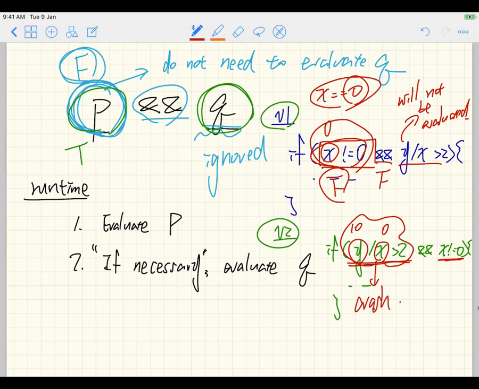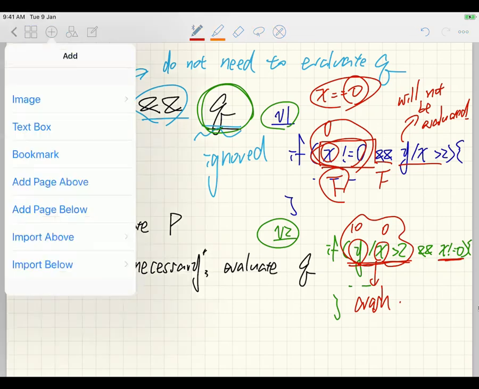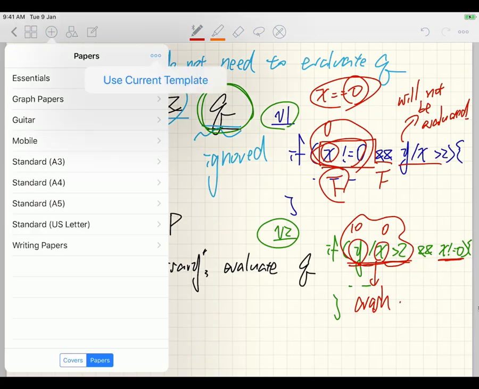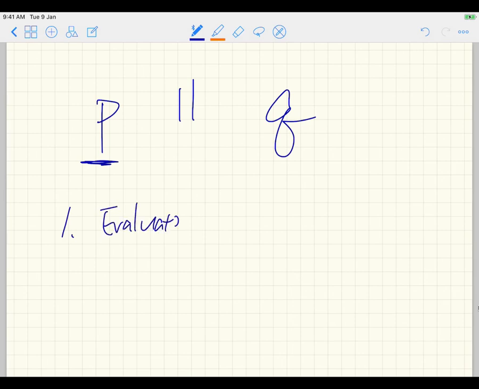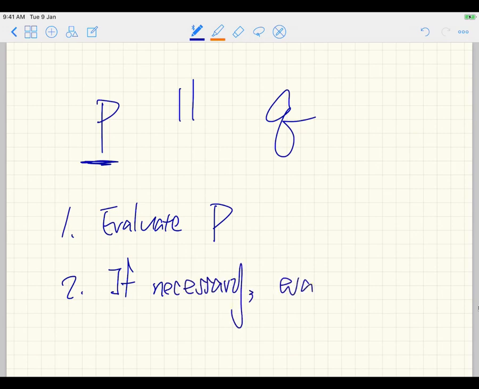Let me just mention one more thing. We have maybe 1 or 2 minutes. The short circuit for disjunction is analyzed in a similar way. If I have P or Q at runtime, again we evaluate P first, no matter what, and then, if necessary, we evaluate Q. But what do I really mean by if necessary? Let's see that part, and then we're done.